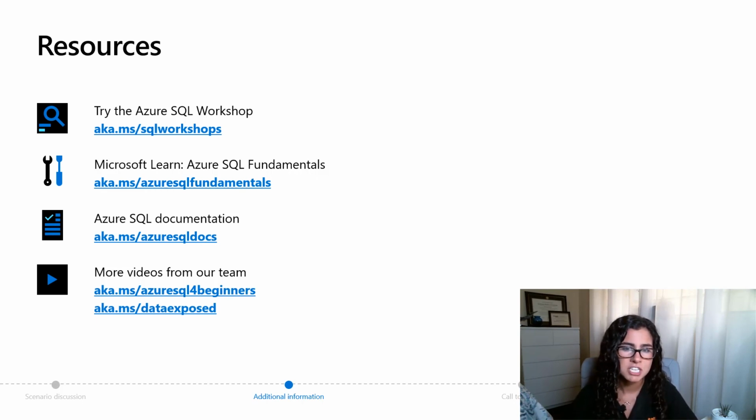Then, the documentation. Whenever I can't remember something or I'm trying to learn something, because there's so much to learn, I always do a Bing or Google search and I type Azure SQL Docs, then the name of the problem I'm looking at, and that can be really useful. So don't forget about our documentation.